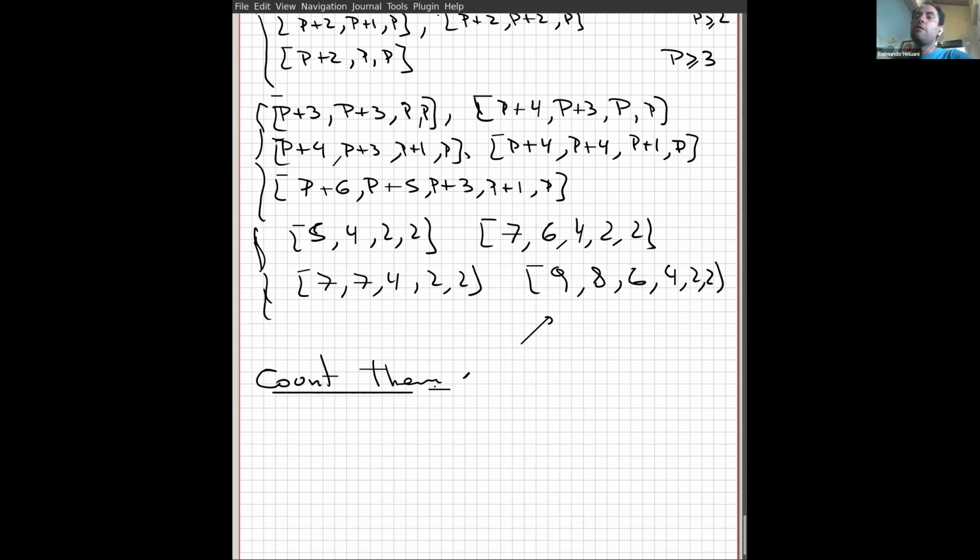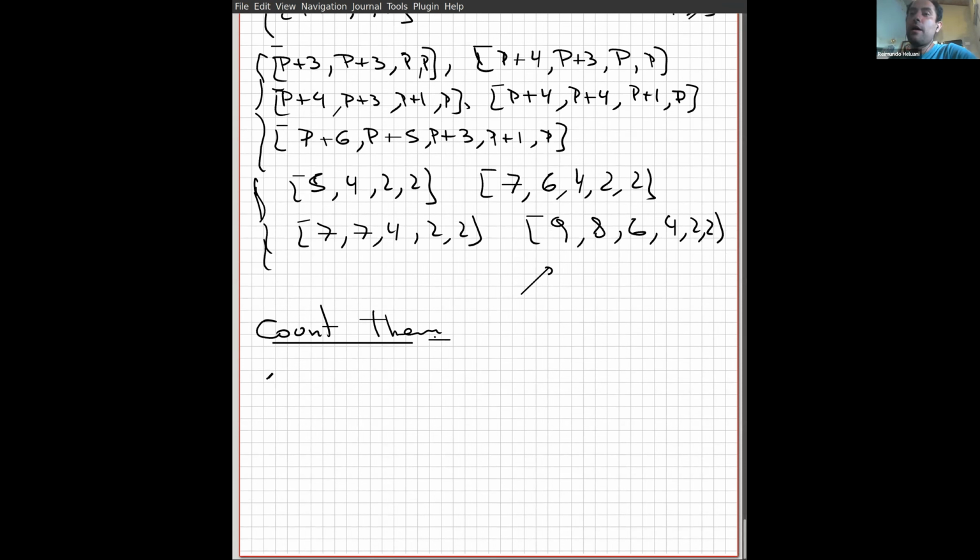So to count them, you first find a system of recurrences that these partitions satisfy.